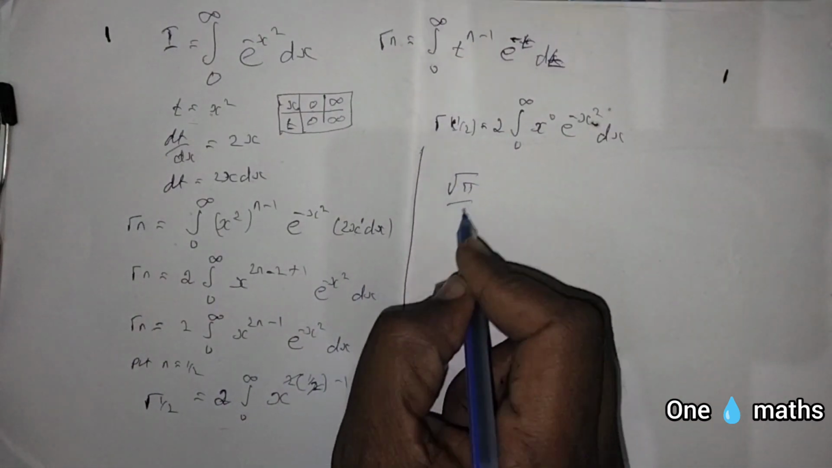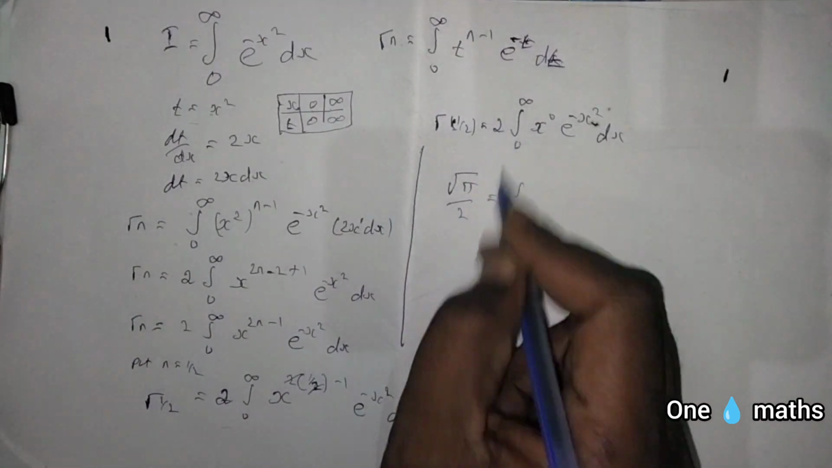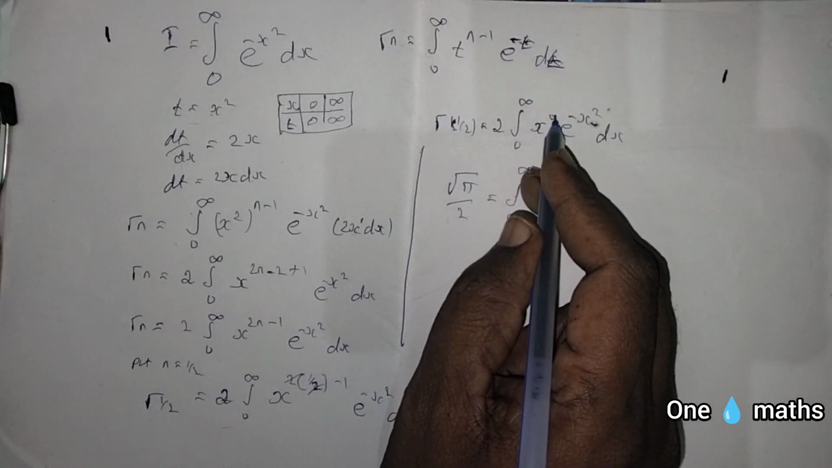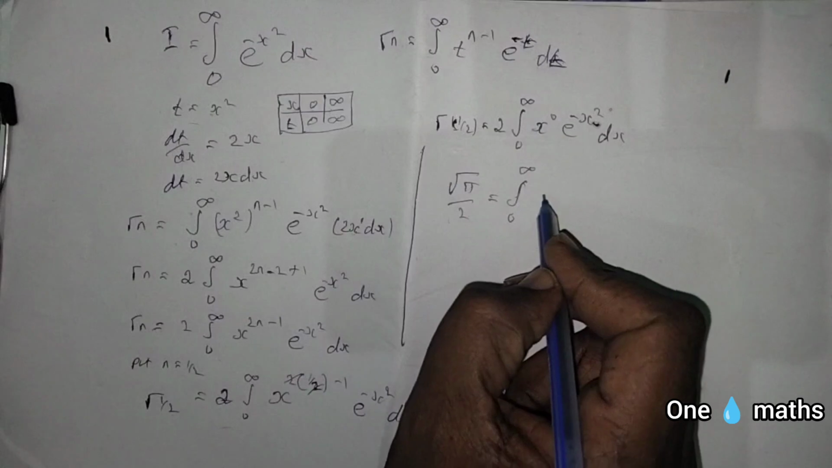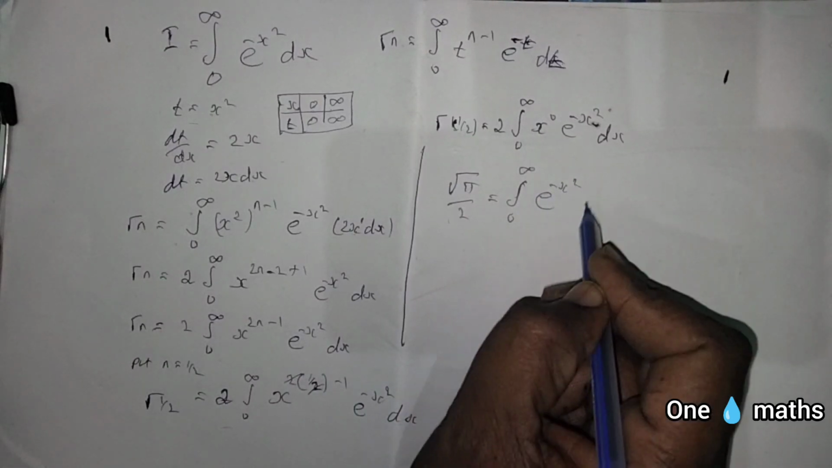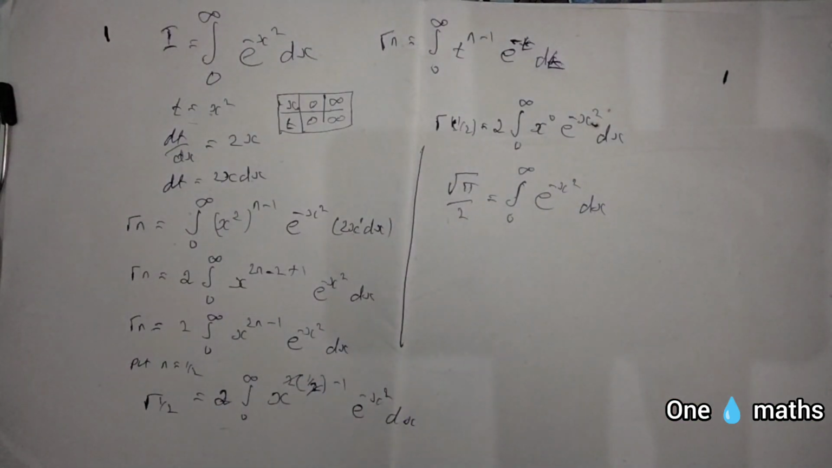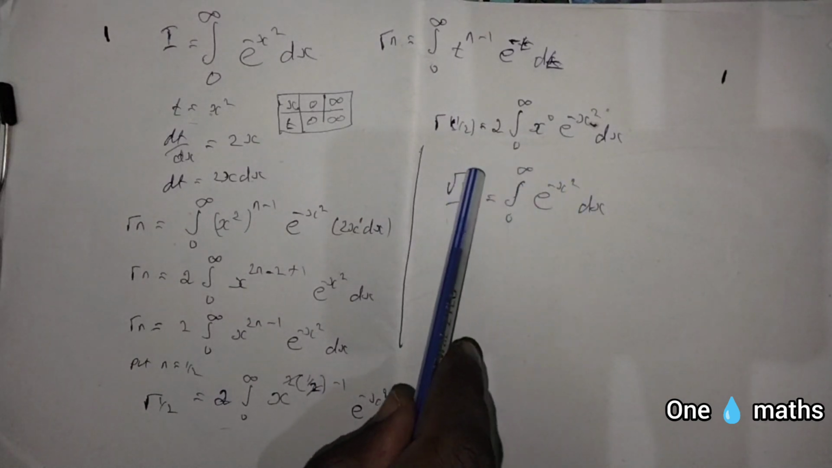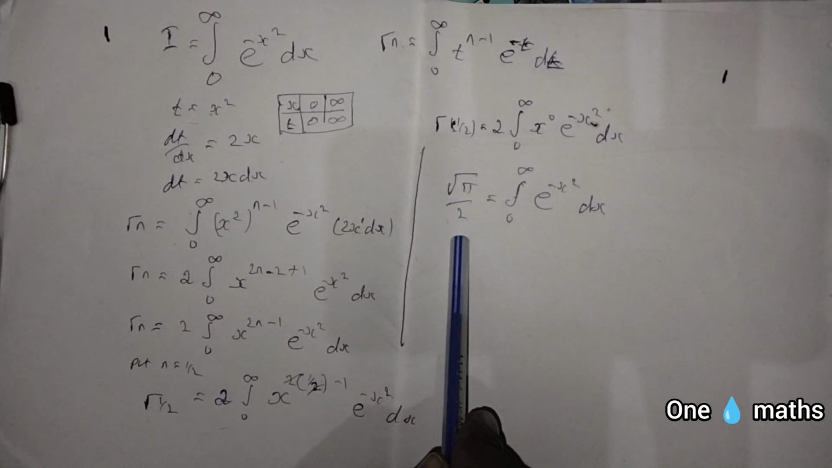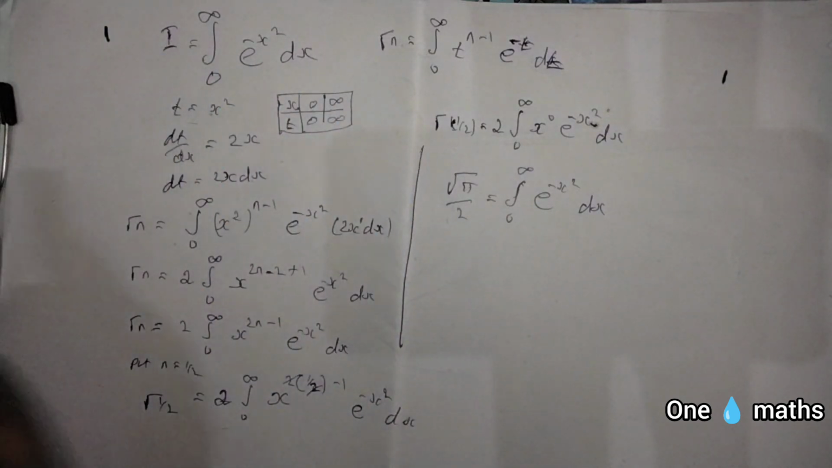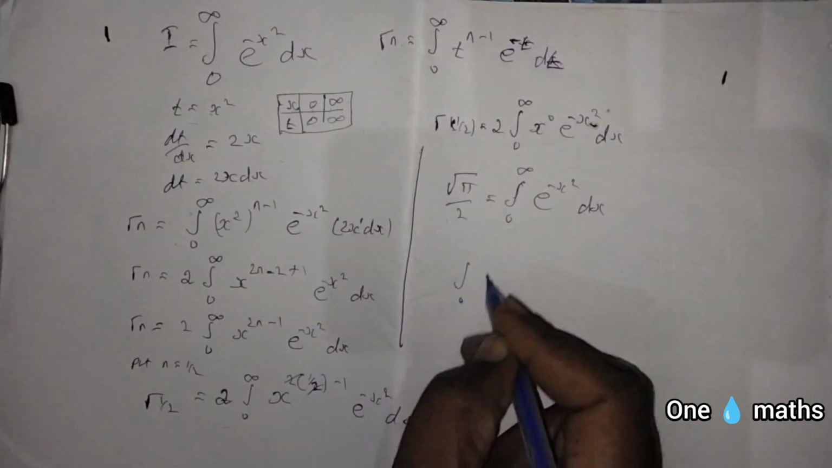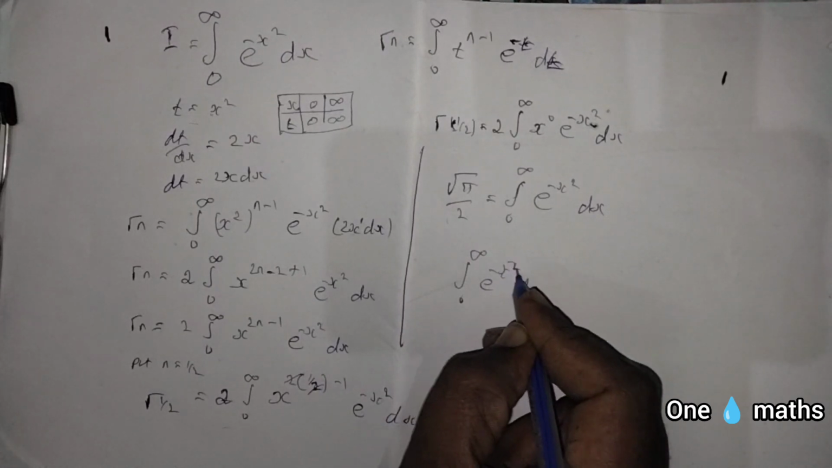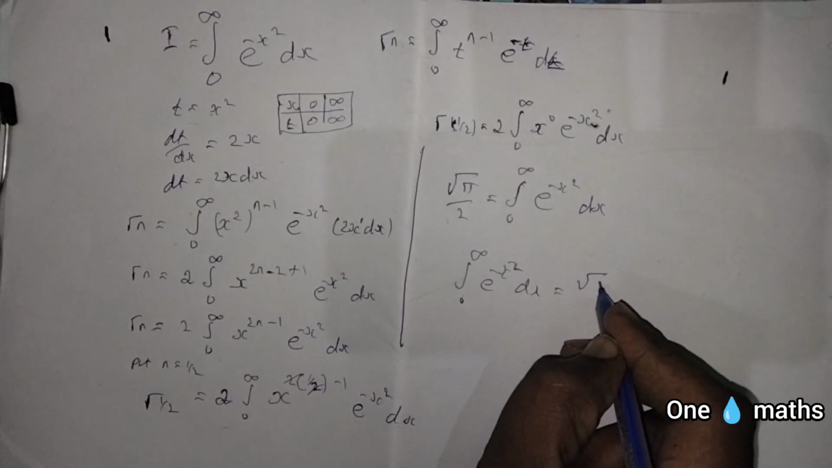Now bring the 2 to this side, it becomes a division. 0 to infinity, x power 0 is 1 will come. Now we can write e power minus x squared into dx. So we want to find 0 to infinity e power minus x squared, and that value becomes root pi by 2. This is the value of the given question. So 0 to infinity e power minus x squared dx equal to root pi by 2.